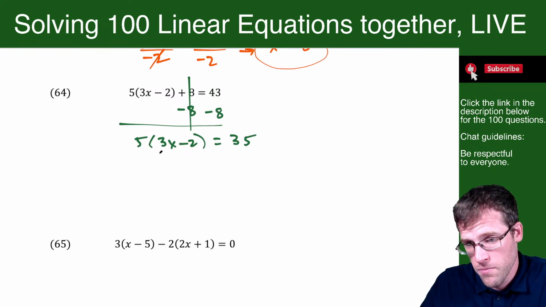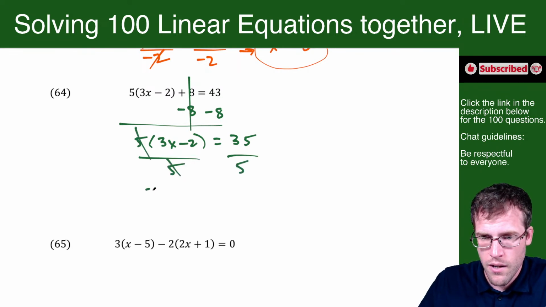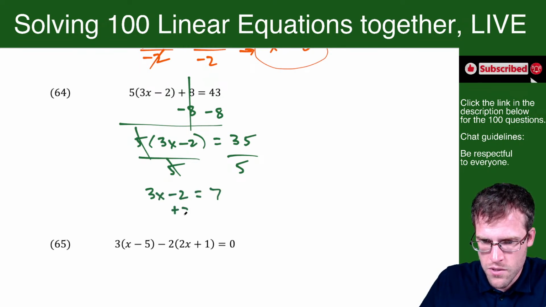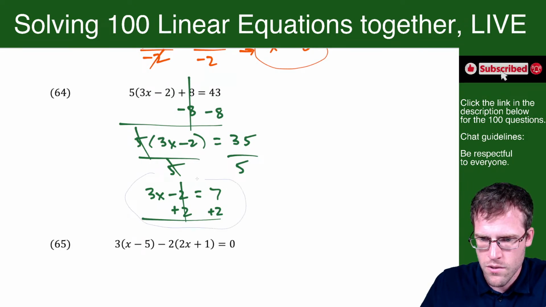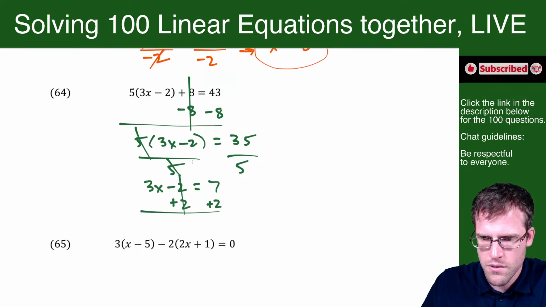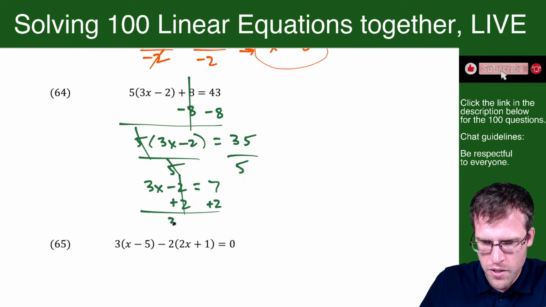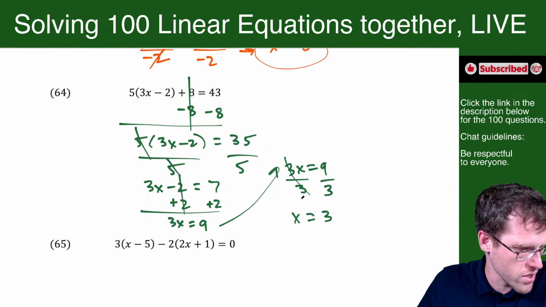Now, even from here, I could distribute, or I could use that cool trick from before. I'm just going to divide both sides by 5. And I've got 3x minus 2 now on the left equals 7. And now it's a two-step equation, so do +2 on both sides. And let me just drag this up a little bit, just so that we have some space. Okay, so now we're going to have 3x equals 9. And I'll write that over here. That's going to give us 3x equals 9. So divide both sides by 3. And x is equal to 3 for question 64.